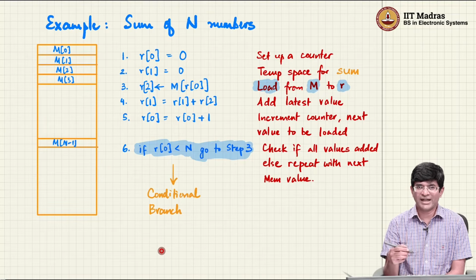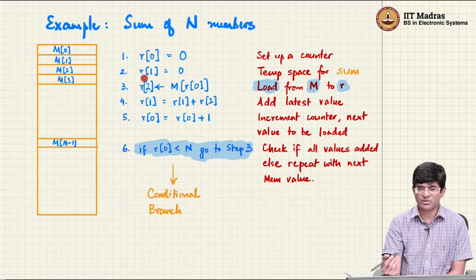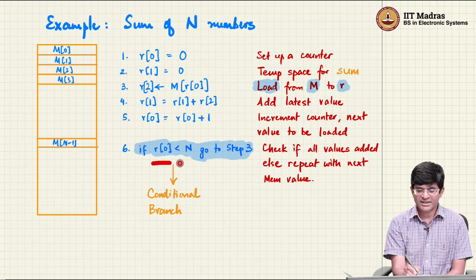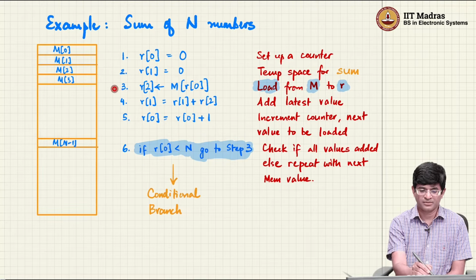But if I wanted to add n values, each time that I run through this, R0 is increasing: it's going 0, then 1, then 2, then 3 and so on. At some point it will reach n minus 1. In step 5, I will make it equal to n. And what I am saying is, if R0 is not less than n, then get out of this. But if it is less than n, go back to step 3.